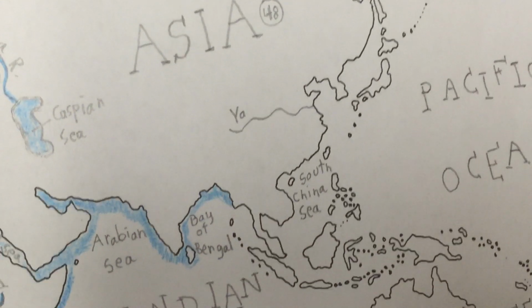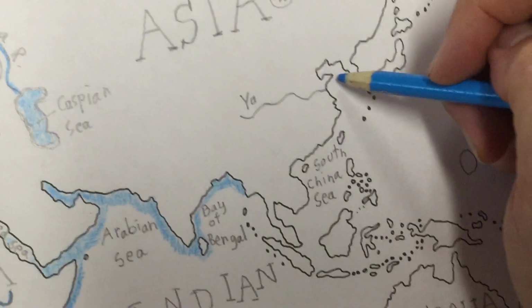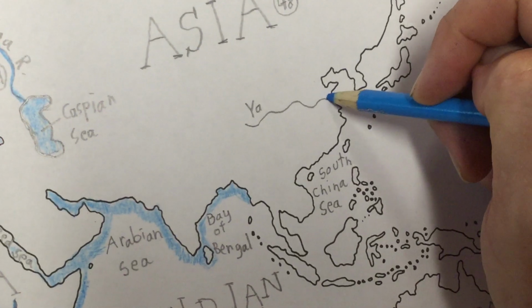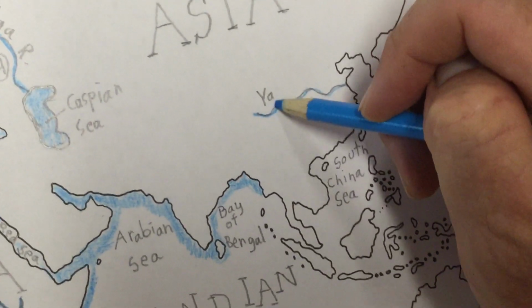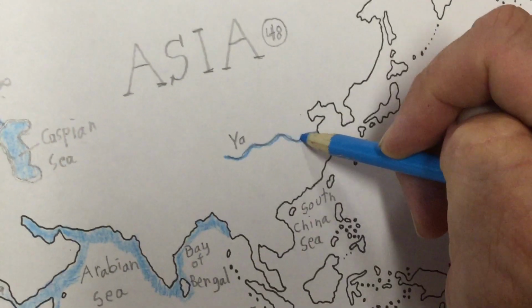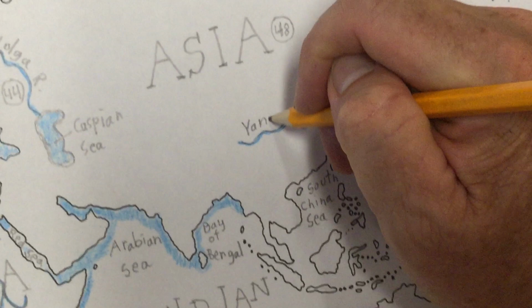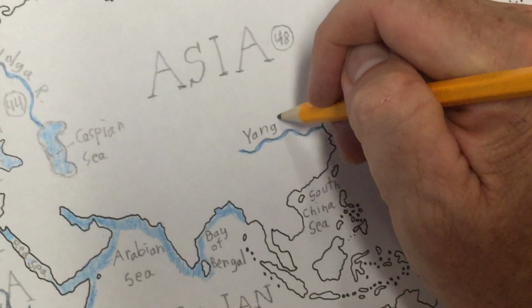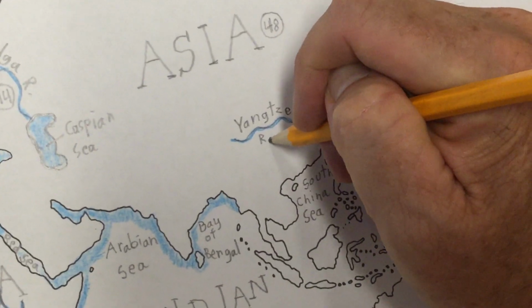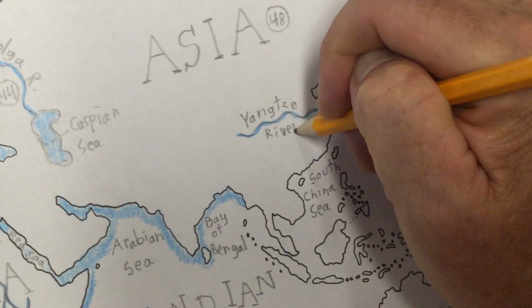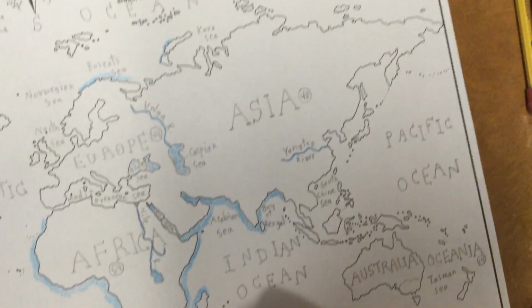Well, maybe we should go over where the location is first. It enters into that Pacific Ocean right there. Goes right through the country of China. There we go, right there. And it's Y-A-N-G-T-Z-E. Plenty of room to write river. Okay, so we've got the Volga and the Yangtze.